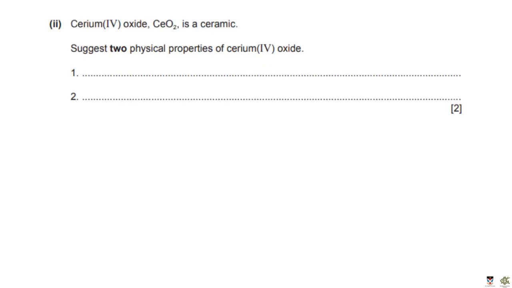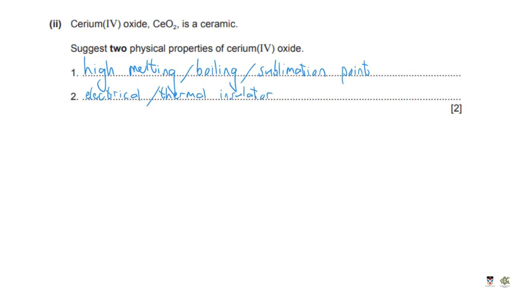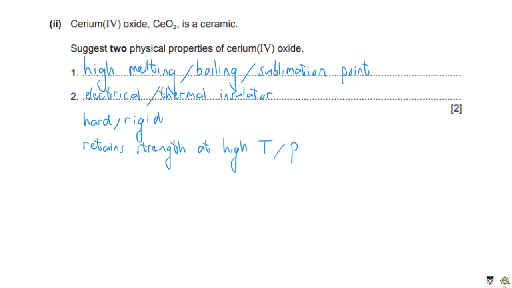Cerium 4 oxide is a ceramic. Suggest 2 physical properties of cerium 4 oxide. You can give any of the following options as your answer. We know they have high melting or boiling points. They are electrical or thermal insulators. They are hard or rigid structures, and they retain strength even at very high temperatures or pressures.